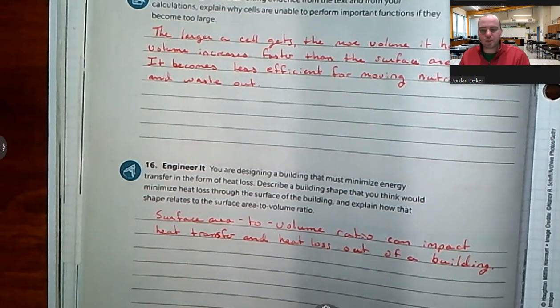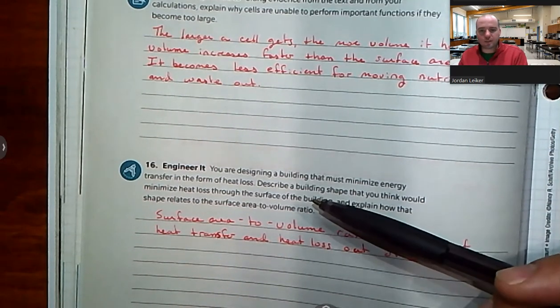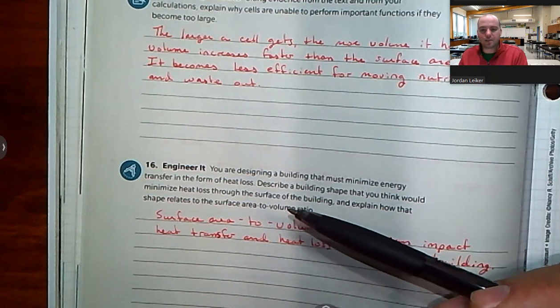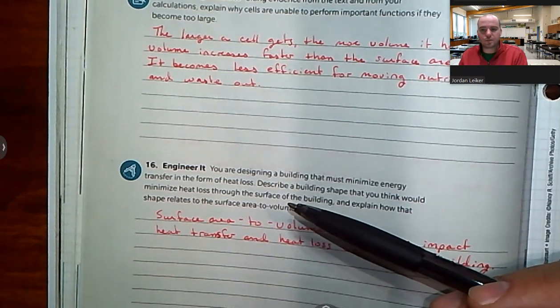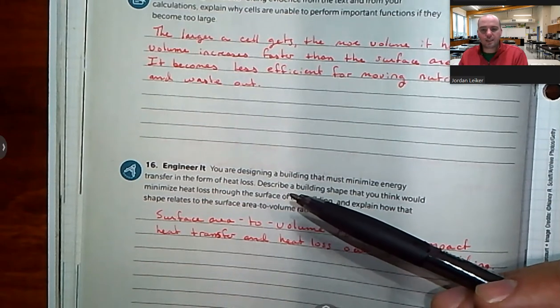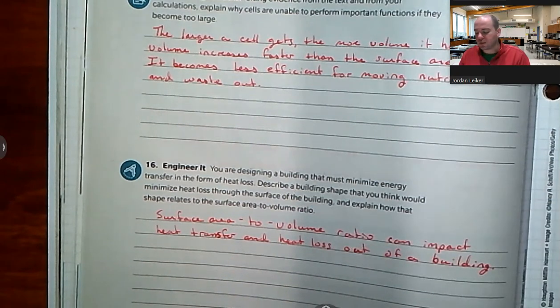But if you had a big cube-shaped building, then there'd be a large distance from the inside of that building, one of the interior rooms of that building, to the outside. And so it becomes harder for that heat to escape to the outside. So basically, if we wanted to minimize energy transfer, we want the opposite of a cell.